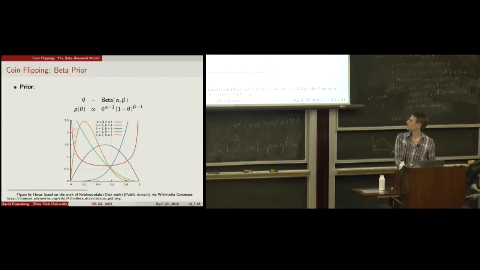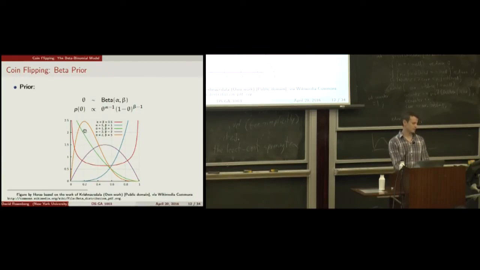Each of these graphs is a particular probability density from the beta family of distributions with different parameter settings. Here's one that's symmetric and centered at a half. If we use that as our prior, that would be saying, I don't think it's more likely to be heads or tails, but I'm not that confident that it's a half. But I think it's more likely to be a half than something else. That's what this distribution would represent.